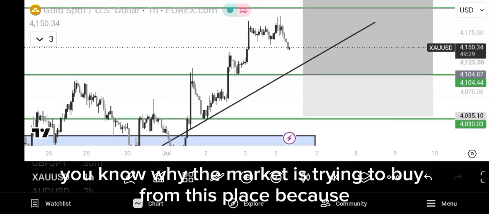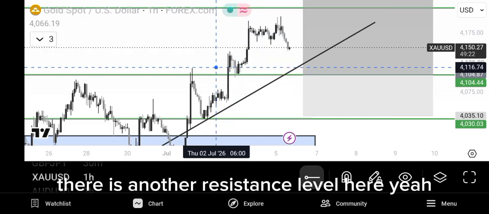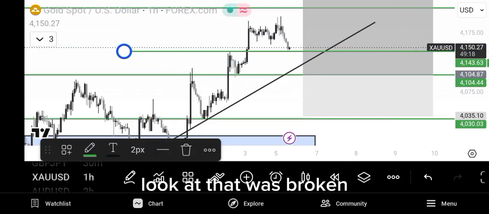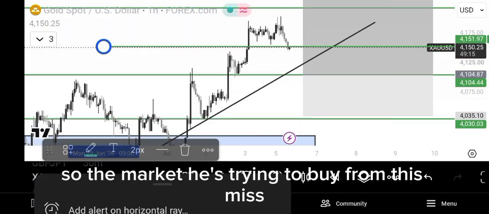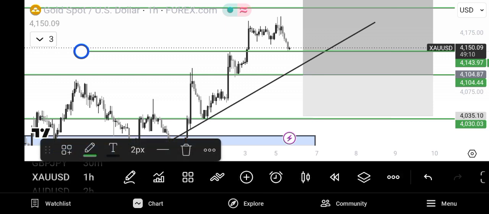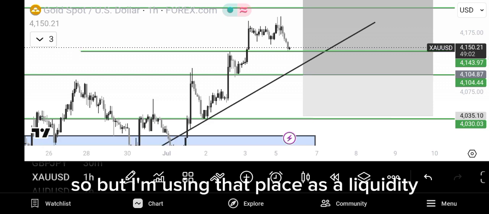You know why the market is trying to buy from this place? Because there's another resistance level here. Look at that, it was broken. So the market is trying to buy from this place. Do you see? But I'm using that place as a liquidity.